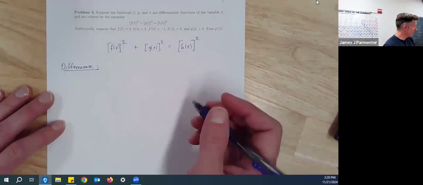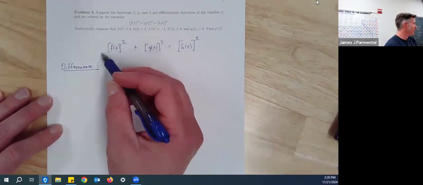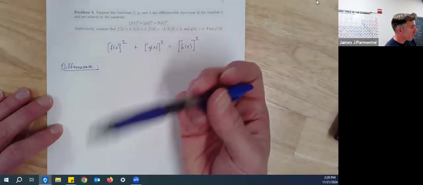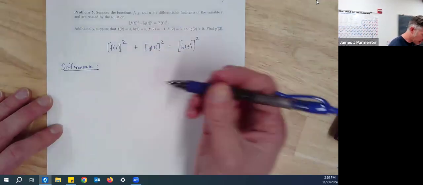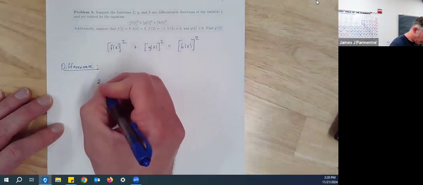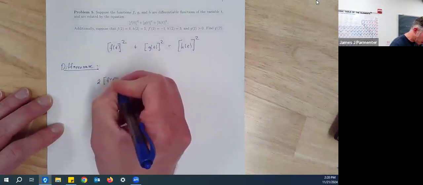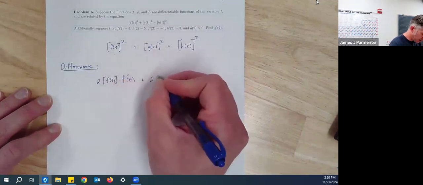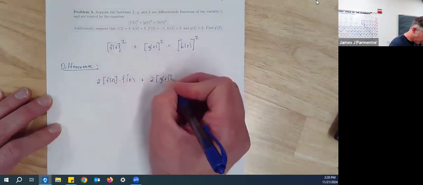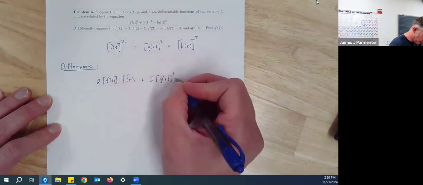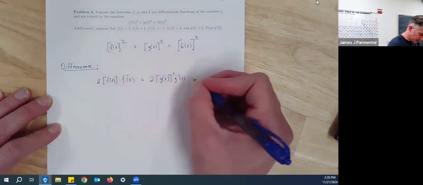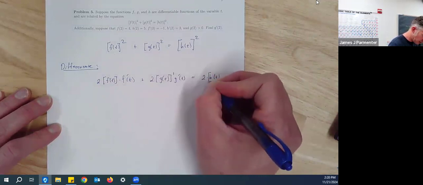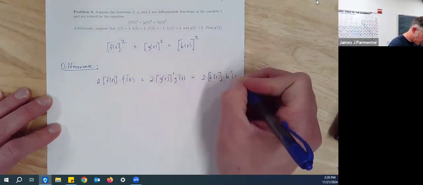And just like before, the derivative of something squared is 2 times that thing to the first power times the derivative of the stuff. So we're going to get 2 times f of t to the first times f prime of t plus 2 times g of t to the first times g prime of t. I didn't need to write the first power there, but I did. Equals 2 times h of t to the first times h prime of t.